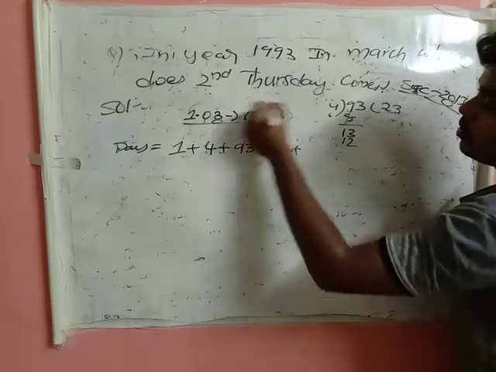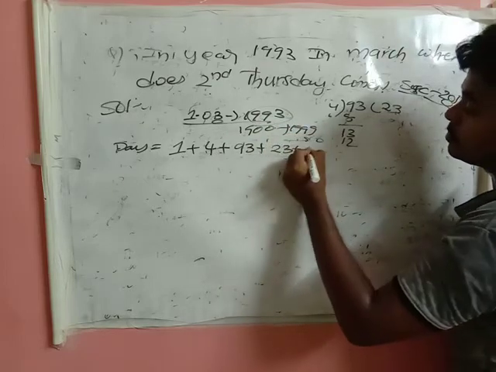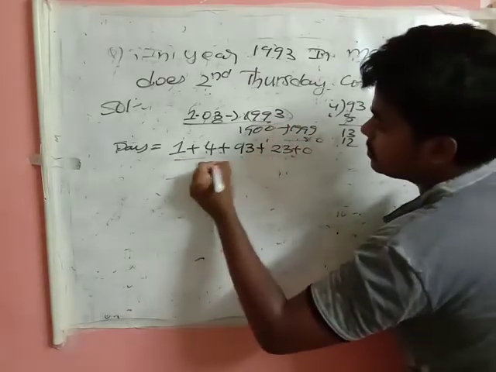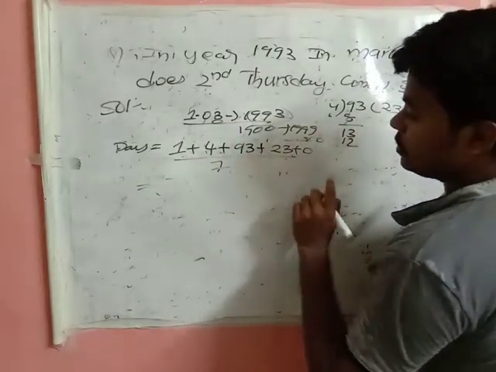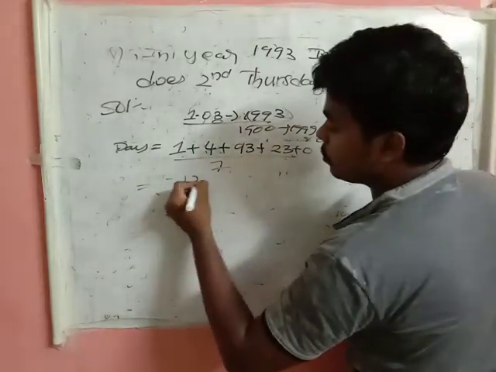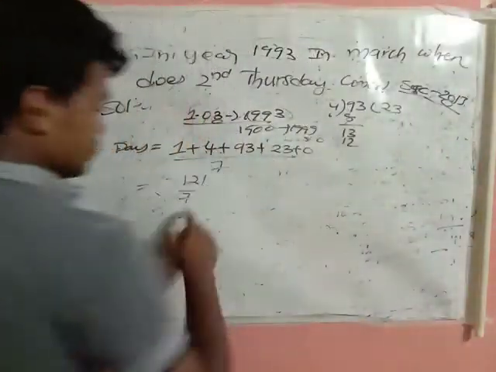What is the century code for 1900 to 1999? The century code for 1900 to 1999 is 0. So plus 0, and I will be dividing by 7. So 4 plus 1 is 5, and 93 plus 23, I will be getting 121. Then 121 divided by 7. Right or not? You just check whether it is correct or not.